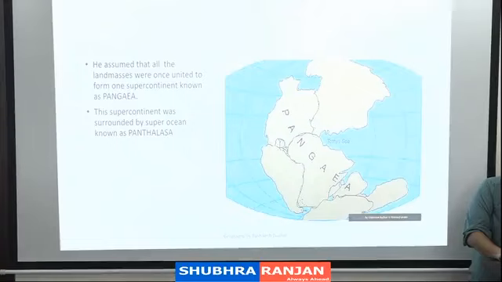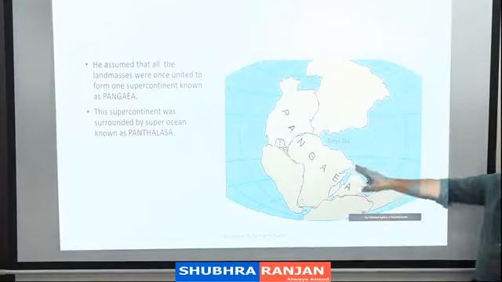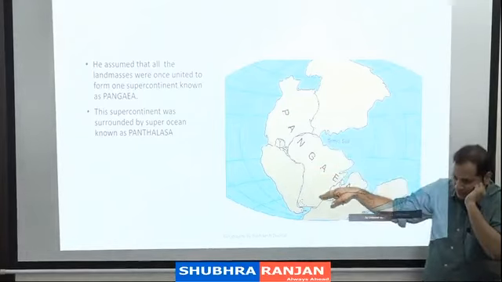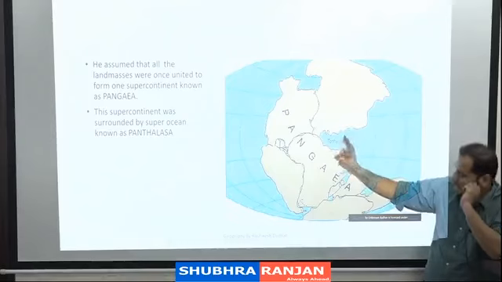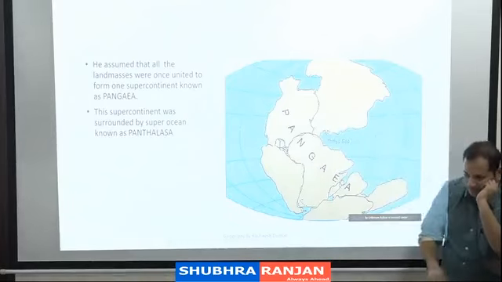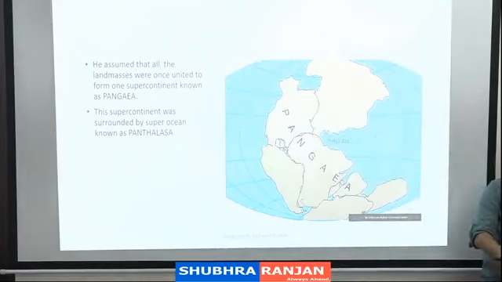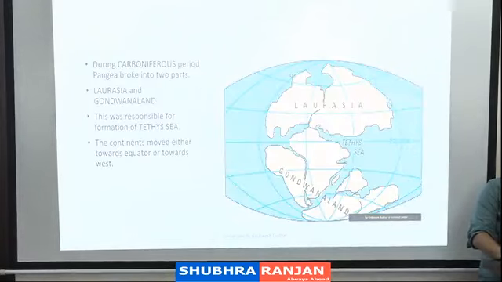No. Don't go by this diagram. The diagram I have chosen is to make you understand. There are boundaries there. Otherwise, in the normal Pangaea these boundaries were not there. Sir, and what happens after drifting? Second, this is the stage of formation of Tethys Sea.